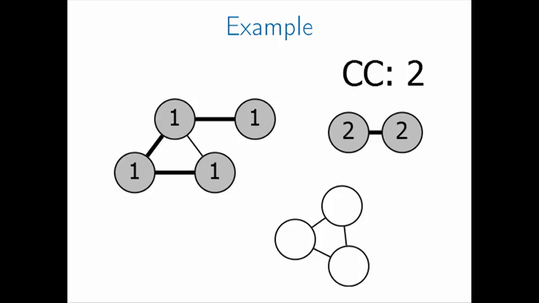But then we finish that explore call. We now increment our counter to 3 and find a new vertex, this one. We explore that, and everything we find gets labeled with a 3. And now we're done. We've got 3 connected components. Everything in the first one is labeled 1. Everything in the second one is labeled 2. And everything in the third one is labeled 3, which is what we wanted.